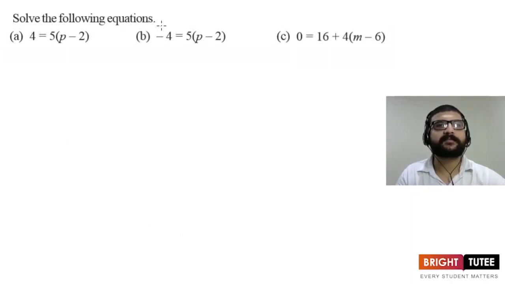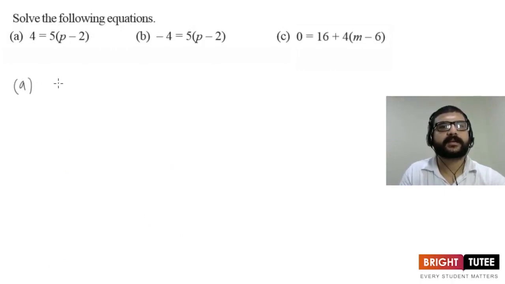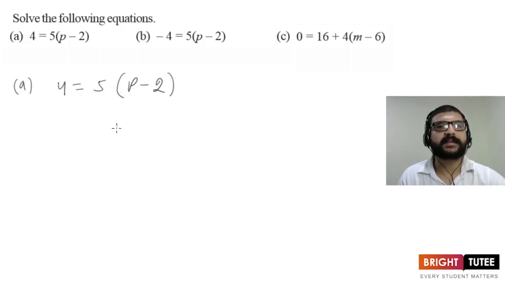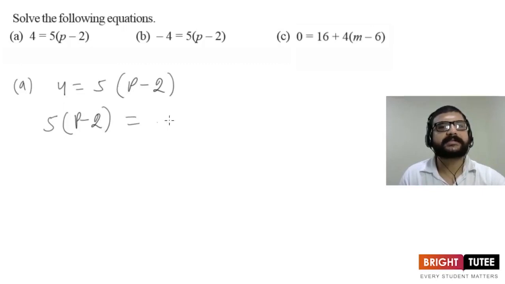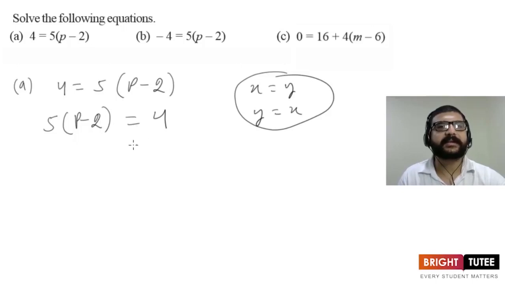The question here is: solve the following equations. The first equation is 4 is equal to 5 into (p minus 2). Now what we have to do? We have to find the value of p. So let's transpose this 5 here, or what we can do? First we can rewrite the equation as 5 into (p minus 2) is equal to 4. It's like writing x equal to y or y equal to x. They both are the same thing only. So that's what we did here.